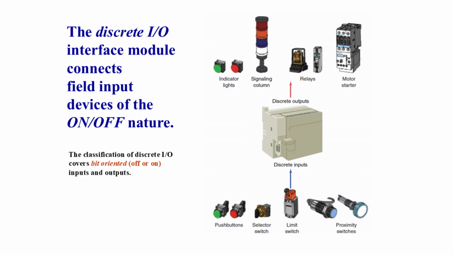These are sometimes referred to as bit-oriented devices because their signals are either a 1 (on) or a 0 (off). On the input side, devices like push buttons, limit switches, and proximity sensors send simple on or off signals. On the output side, the module controls devices such as indicator lamps, relays, or motor starters, energizing or de-energizing them. Discrete I/O represents the most basic type of PLC interaction and is the foundation of most automation systems.